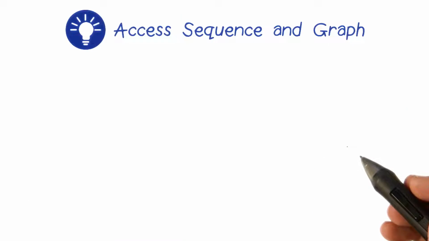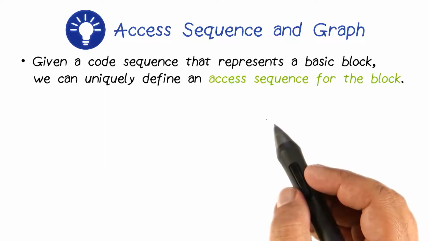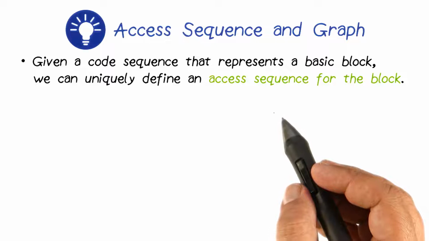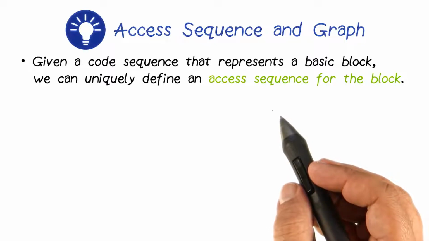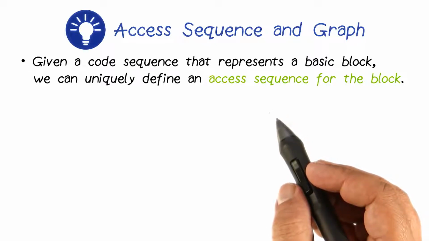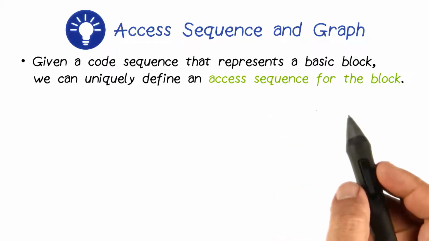Let's look at the key concepts here. One is called as access sequence and the second is called as access graph. So what is an access sequence? Simply put, it is a sequence in which the memory locations are accessed. So given a code sequence inside a basic block, we can uniquely capture an access sequence for that block.